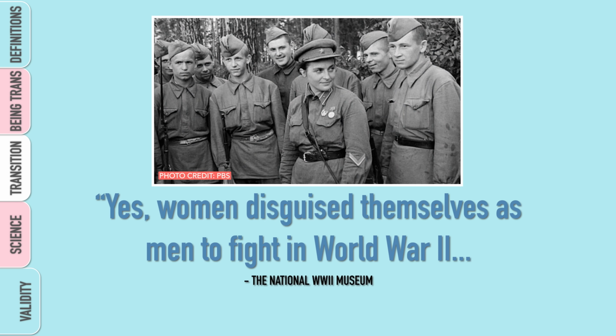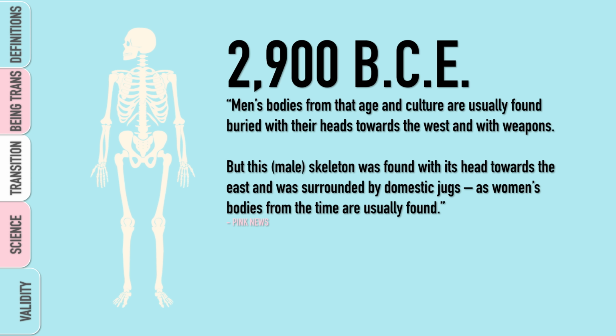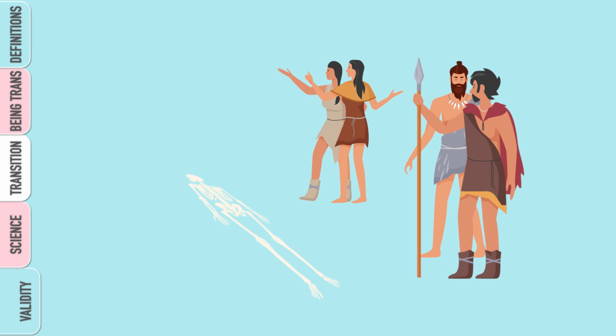During World War II, women would wear men's clothing so they could help fight in the war. During the Renaissance, men would wear dresses and put on makeup to perform on stage, and no one saw it as an issue. And even 5,000 years ago, a woman's gender identity was respected by her community, even after her death, even though her skeleton was male.